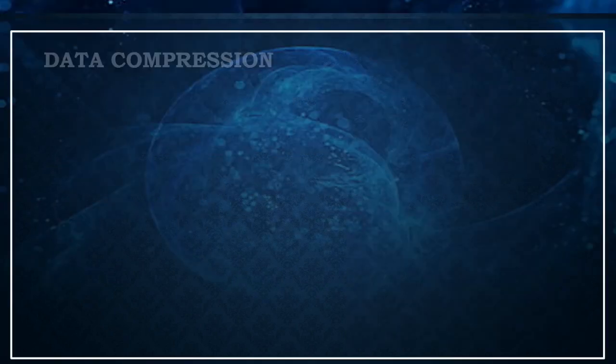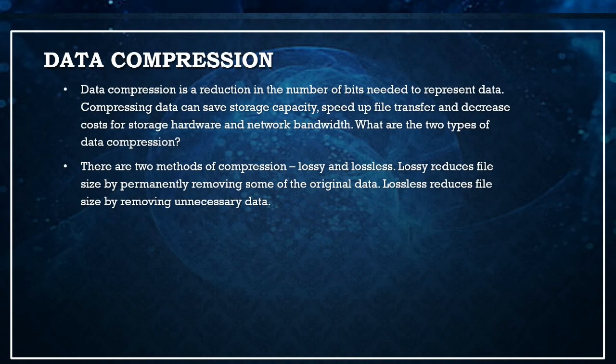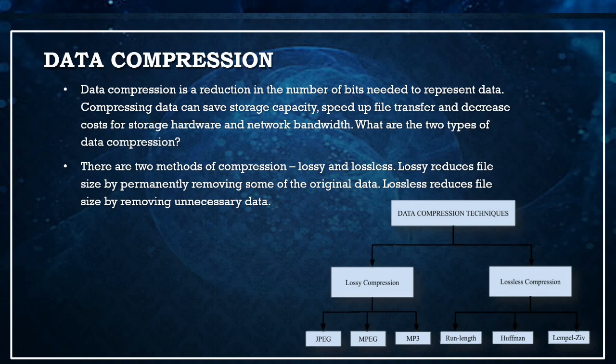Data compression. Data compression is a reduction in the number of bits needed to represent data. Compressing data can save storage capacity, speed up file transfer, and decrease costs for storage hardware and network bandwidth. What are the two types of data compression? There are two types of compression: lossy and lossless. Lossy reduces file size by permanently removing some of the original data. Lossless reduces file size by removing unnecessary data.